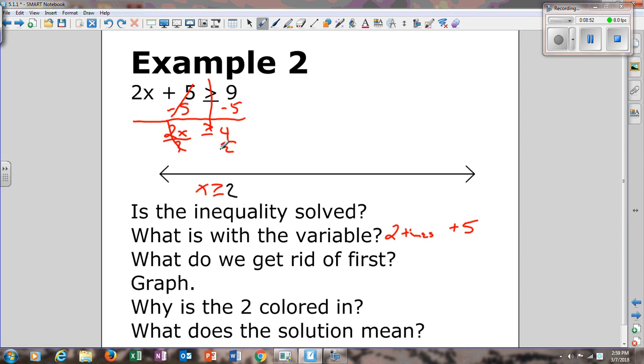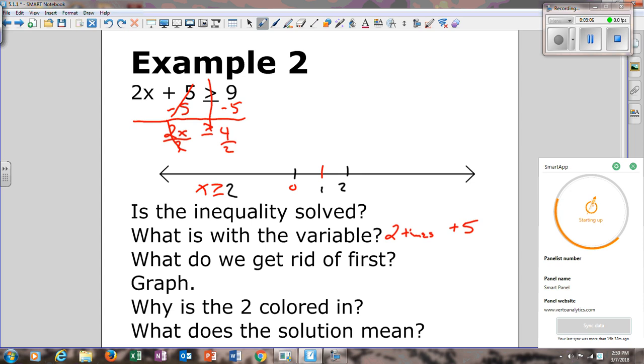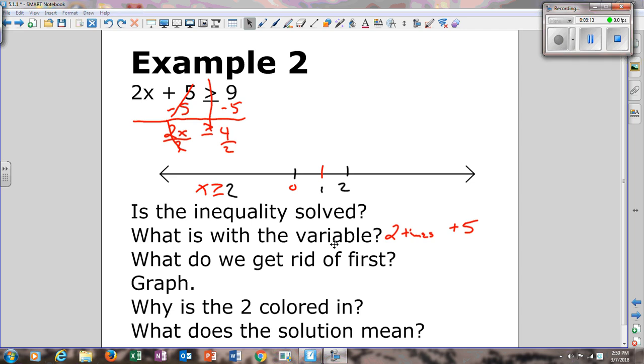So what do we get rid of first? Have to get rid of the 5 first. Then you divide by the 2, you get x is greater than or equal to 2. Start with 0, 1, 2. Then, since it's greater than or equal to 2, you have a colored in dot, and it's greater than or equal to, so you shade to the right.